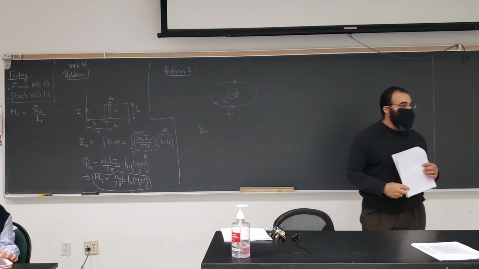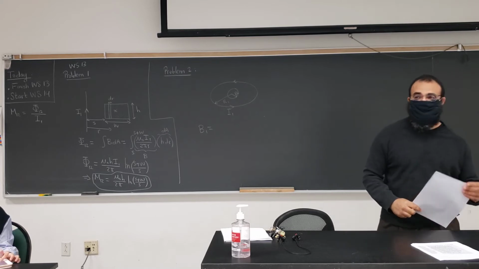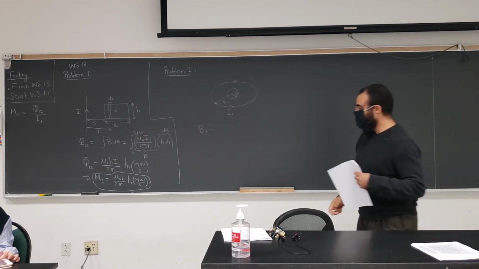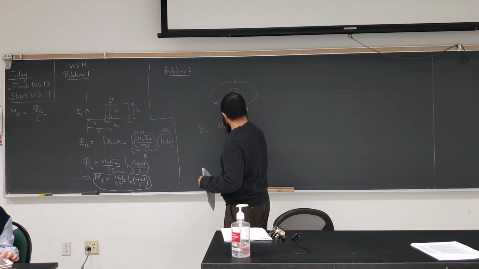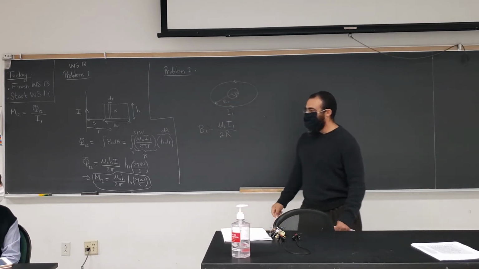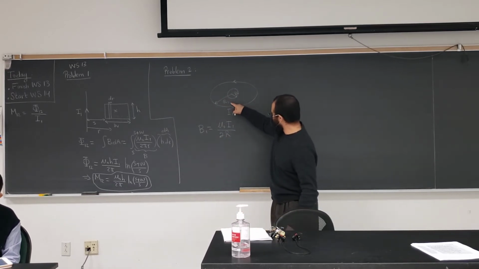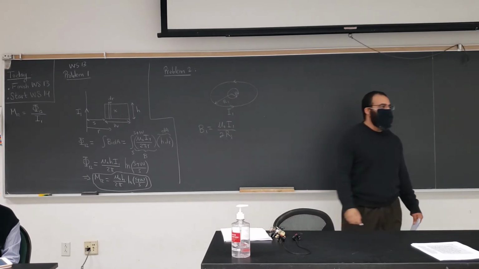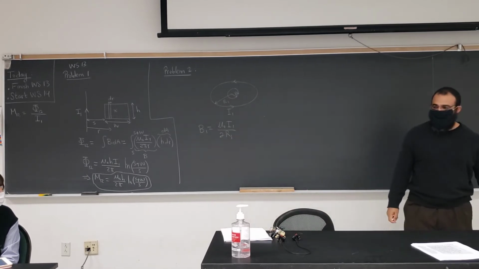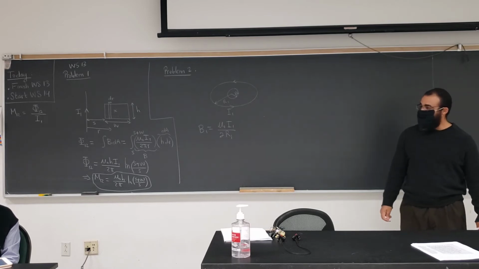Does anybody remember what it was? It was mu naught I, in this case we call it I1, over 2R. Since it's radius R1, it's over 2R1. That's correct. That's the magnetic field.